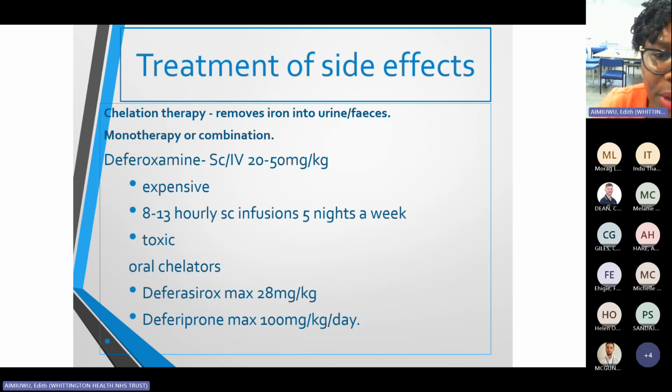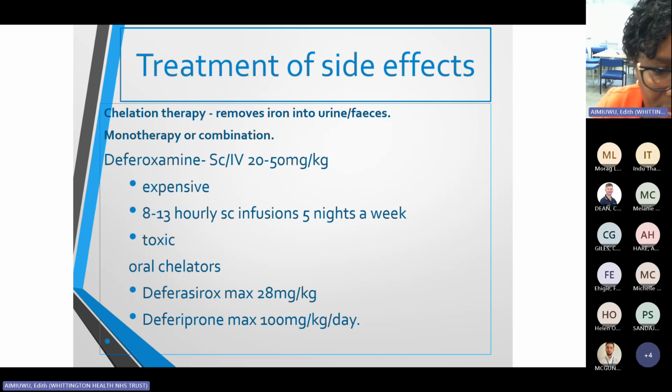How do we get rid of the iron? We get rid of the iron through chelation therapy, which removes iron into the urine and into the feces. And this could be monotherapy or combination. Monotherapy in the sense that you're just using one chelator, one chelation drug like deferoxamine, or you can do combination drugs such as deferoxamine and deferasirox, or deferiprone and deferoxamine.